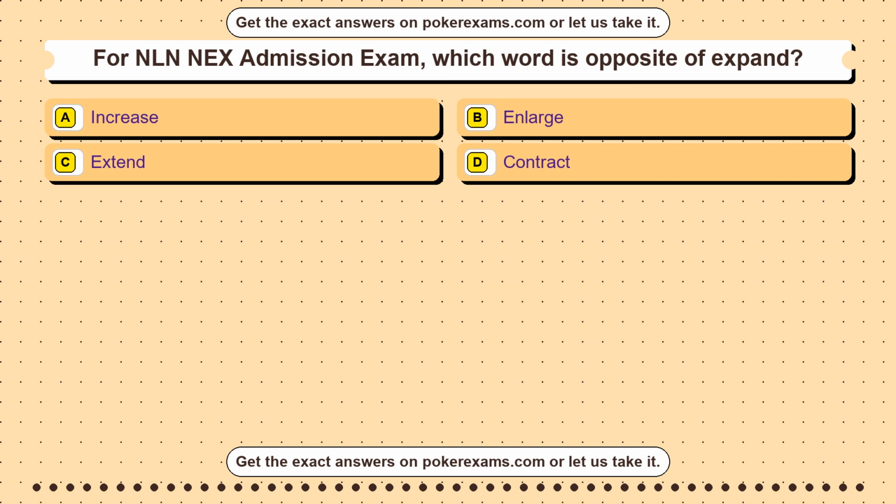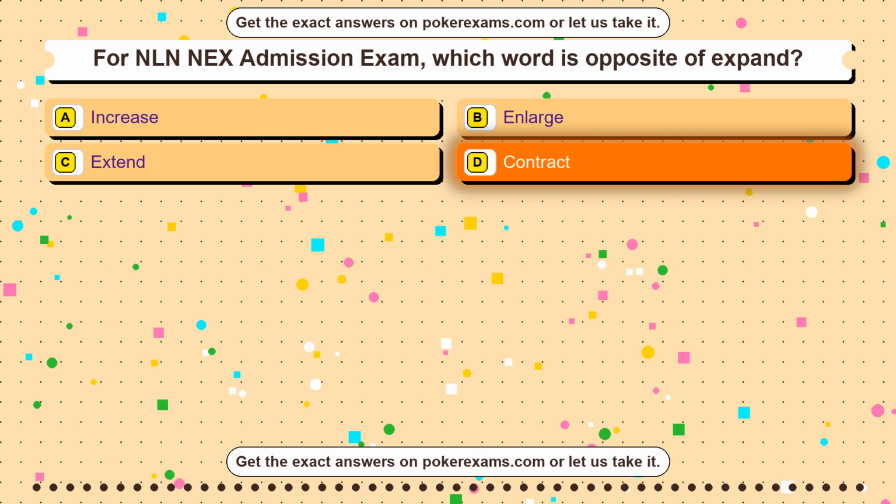Question 22. For NLN NEX Admission Exam, which word is opposite of expand? Option A increase. Option B enlarge. Option C extend. Option D contract. The correct answer is option D.